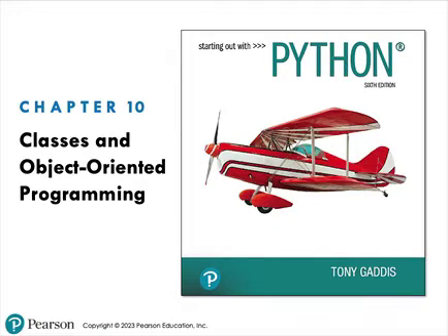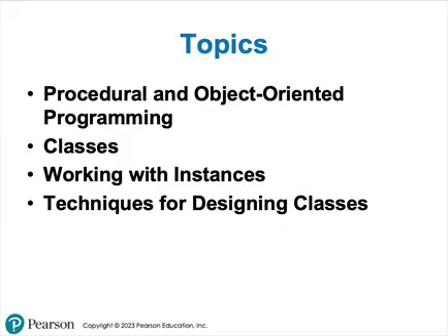Okay, this lecture is over Chapter 10 of your textbook, and its title is Classes and Object-Oriented Programming. So some of the topics we're going to be talking about are procedural programming, which is probably what you're used to doing, and what is object-oriented programming and how is it different than procedural programming. Related to objects, we'll talk about classes and instances, and then we'll talk about what I would call some tips for designing your classes for your various objects.